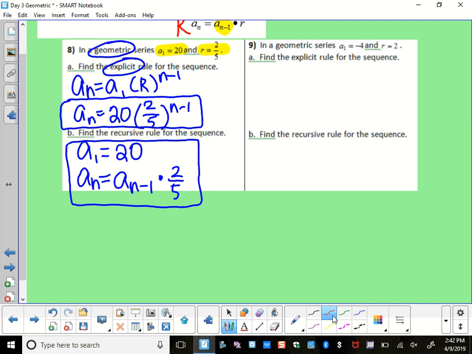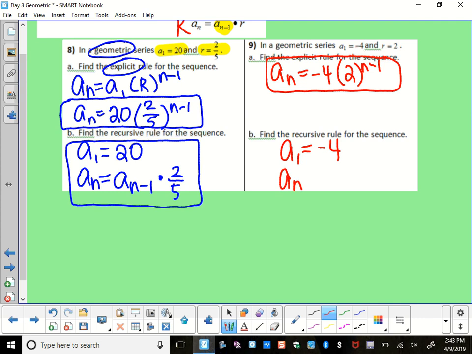Alright, so to find the explicit form, I have negative 4 times 2 to the power of n minus 1. You guys have that? For your recursive rule, we need 2 things, where we're starting, and then my recursive rule, which is previous term times your ratio, so times 2. You guys get those answers? Yeah. Good.